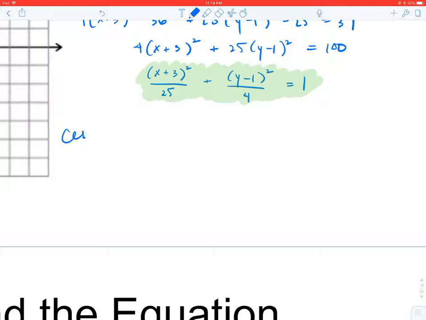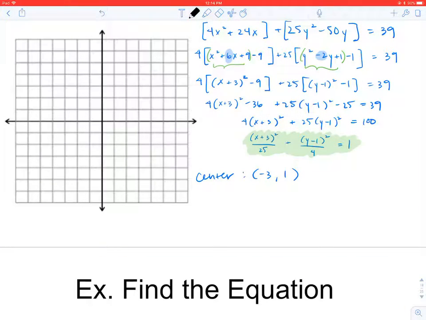So we can easily identify now the center of the ellipse. It'll be at -3, 1. Okay, so I'll graph the center. And we know that this is going to be an ellipse that has a horizontal major axis because the denominator for the x term is larger. So we'll have a horizontal major axis. So a squared is 25, so a is 5, and b squared is 4, so b is 2.